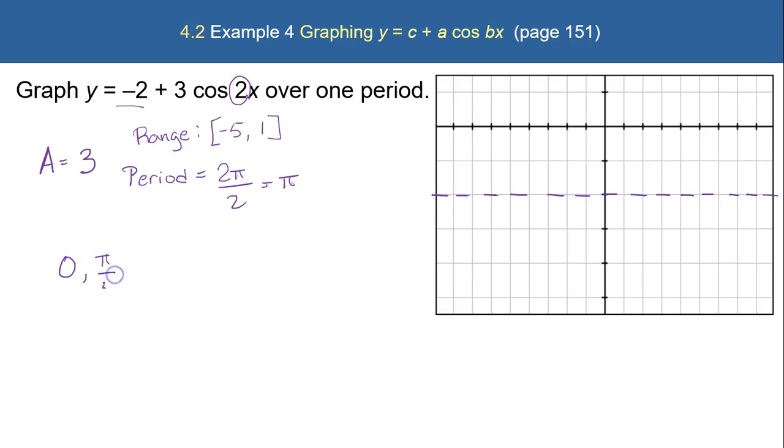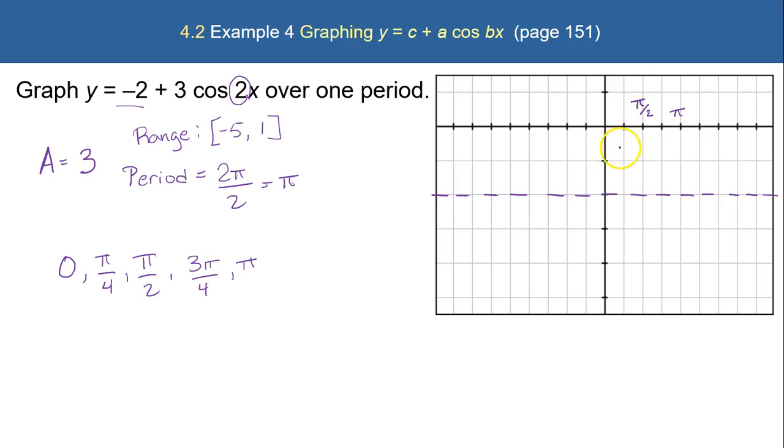Split that into fourths. We get pi over 4, pi over 2, 3 pi over 4, and pi. So those are the values we are going to plot on our x-axis here. Okay, this is going to be pi over 4, pi over 2, 3 pi over 4, and then this is our pi. Okay, and now let's find all of the y values for each of our x values.